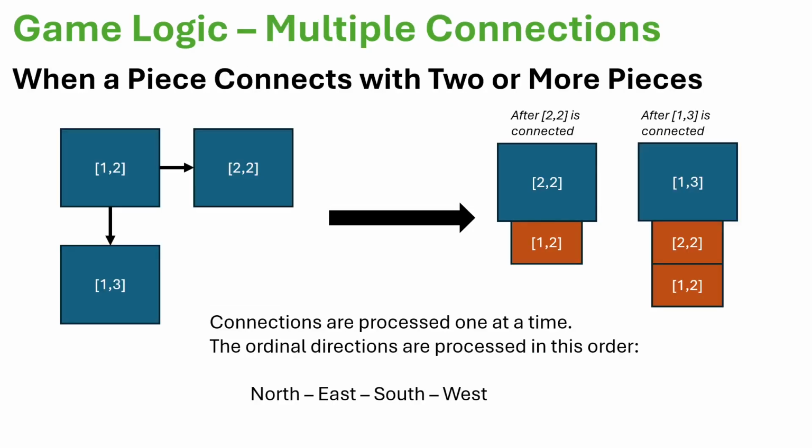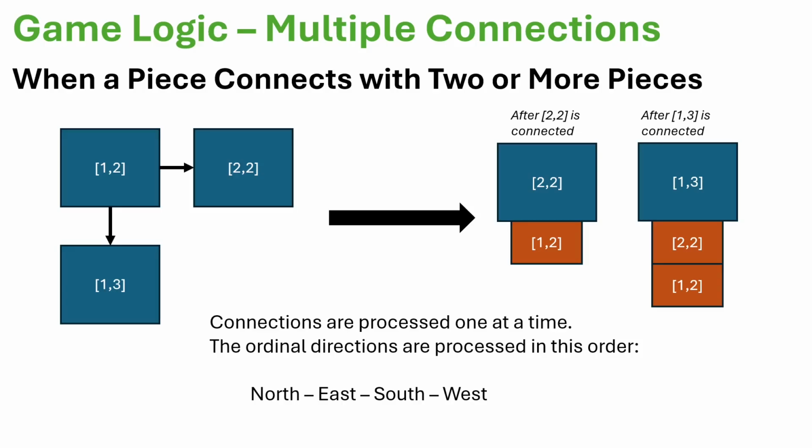What if a piece connects with 2 or more pieces? So for instance, if I moved 2,2, and then I moved 1,3, those two don't connect. But then if I moved 1,2, it's going to connect up at the same time with both 2,2 and 1,3 if I got everything lined up exactly right. Well, basically the idea here is that if you do have multiple connections, all the connections are processed one at a time in a sequential order.